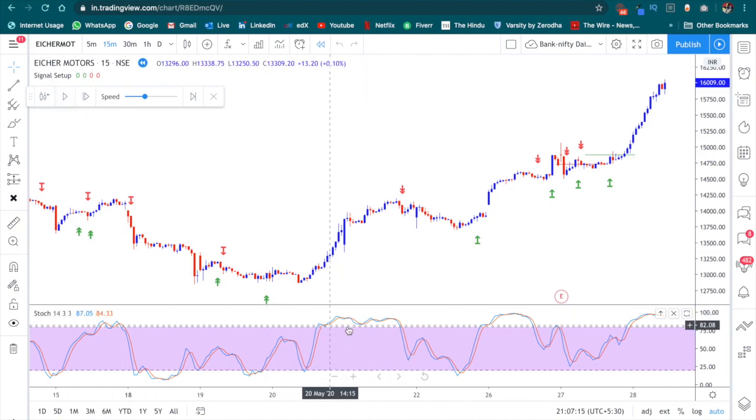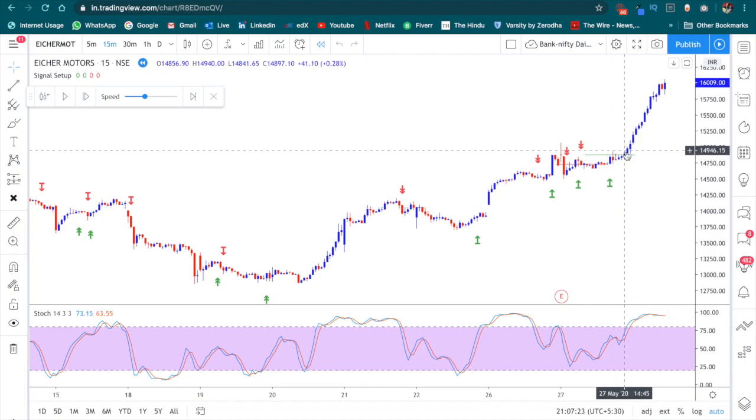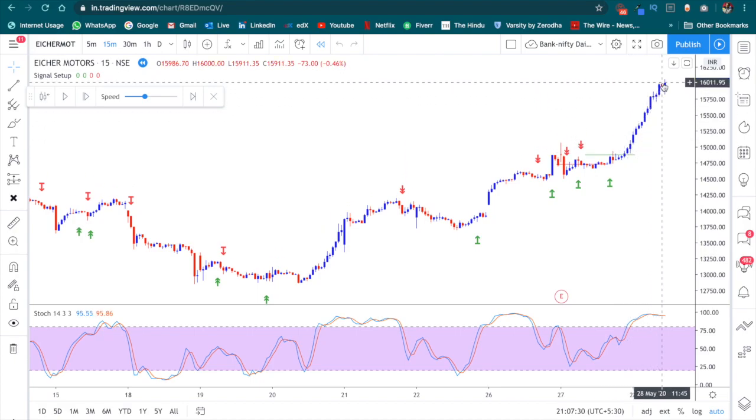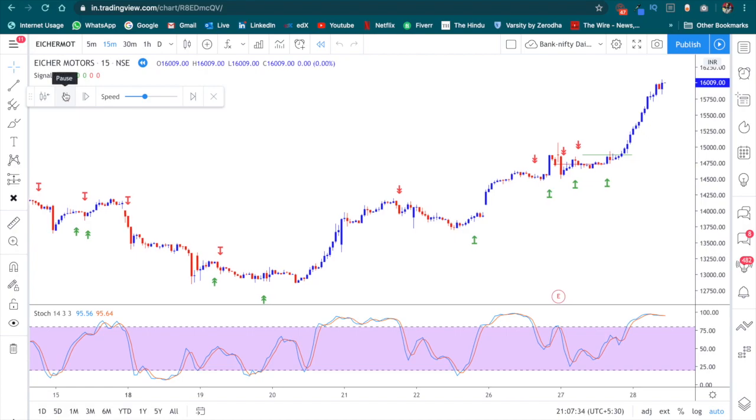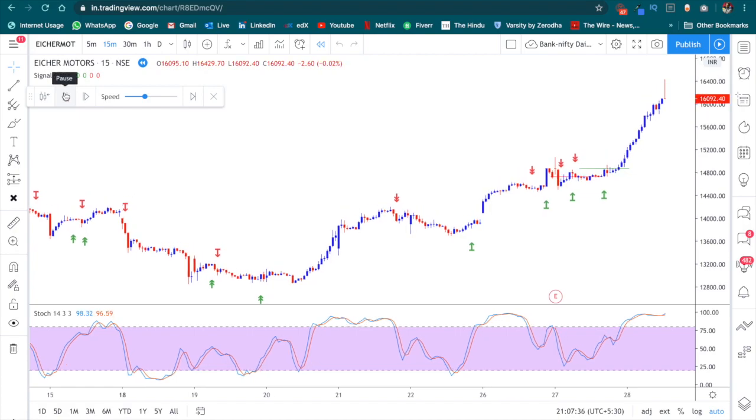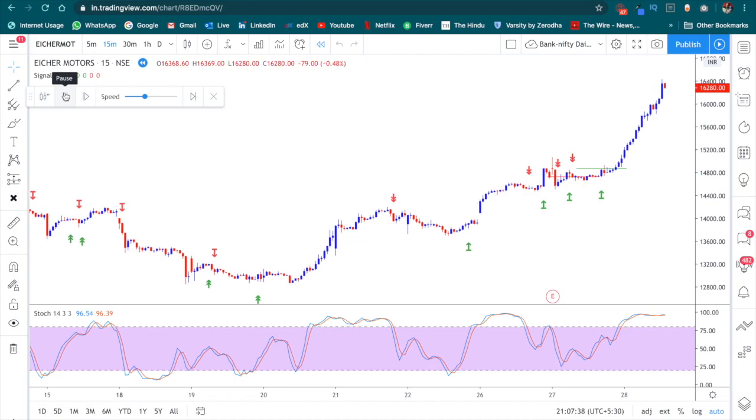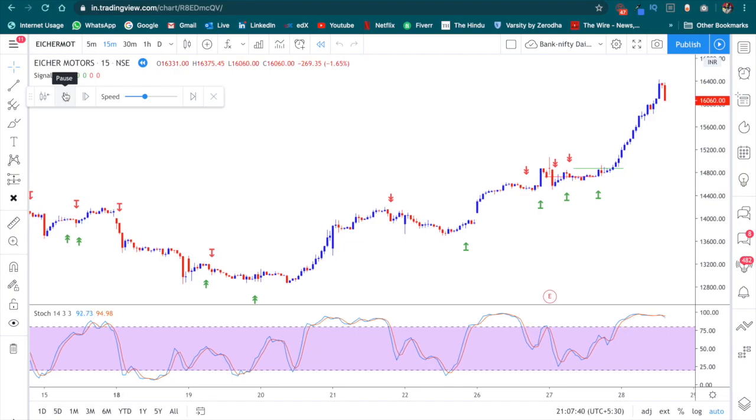As you can see in these examples, the stochastic is showing that the price is clearly in an overbought zone. However, right from here, the price is, as per stochastic, in an overbought zone. But as you can see, the price kept on moving. This is the reality versus the myth of following oscillators. And this is how the signal indicator would be helping you.